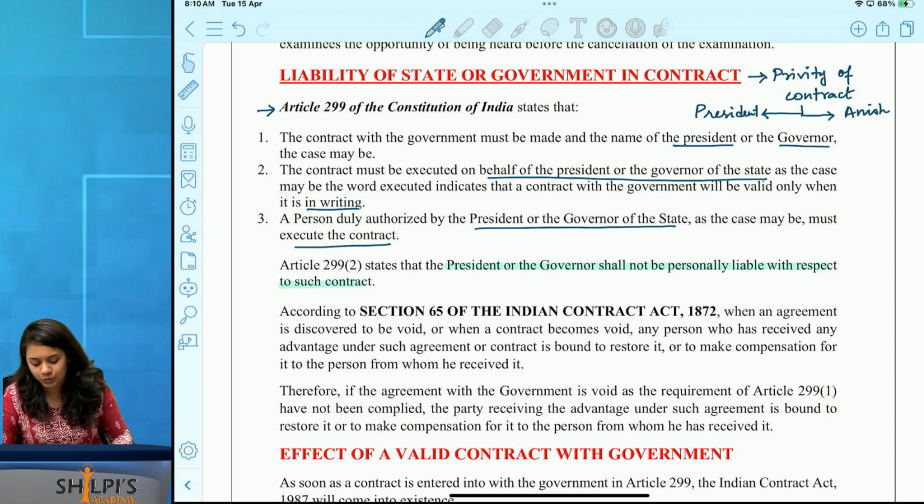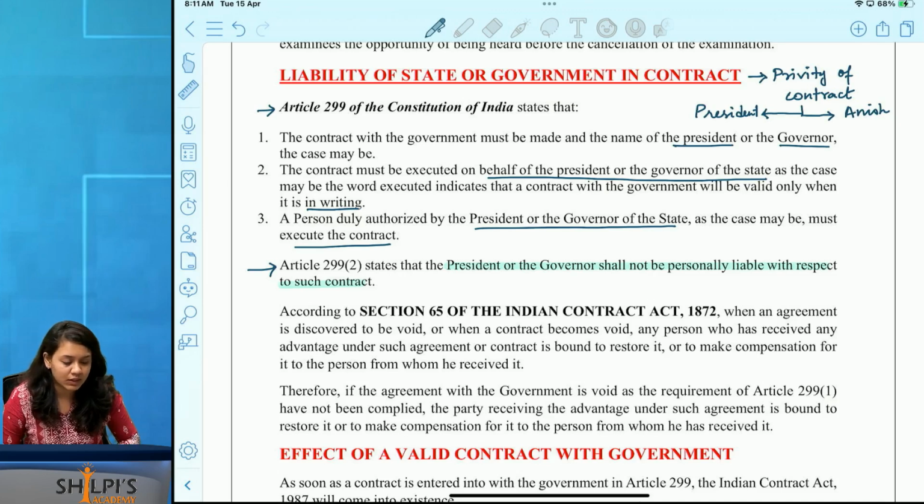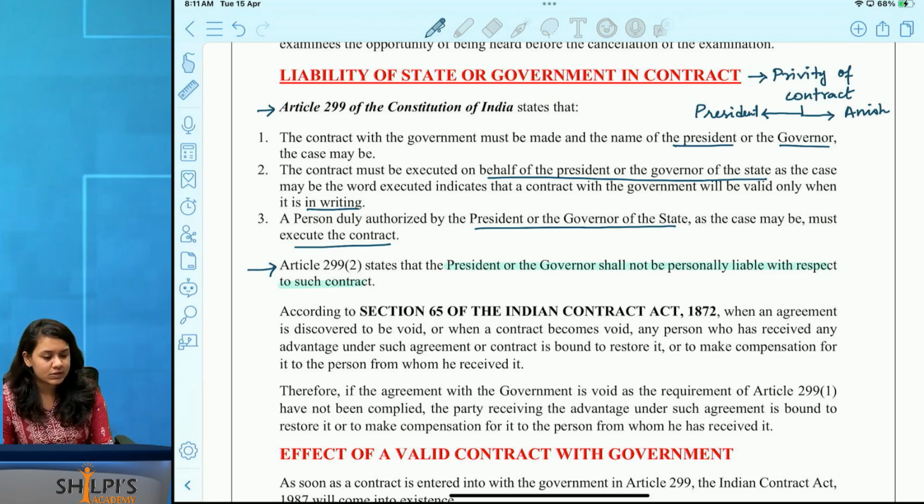But this is where the loophole arises. Article 299 clause 2 says the President or the Governor shall not be held personally liable with respect to the contract. So, even if Anish takes the President of India to court, which by itself will not be allowed to happen, even if he takes the government to court, the court cannot enforce this contract and cannot ask the President or Governor to be personally liable. So, this creates a loophole wherein Anish is left defenseless, or incapable of getting an actual remedy from the court of law.